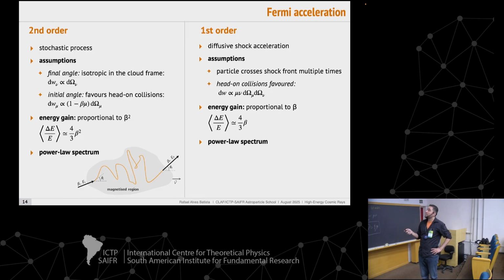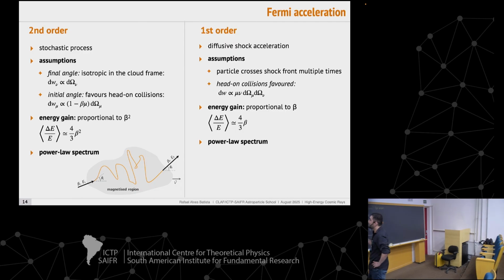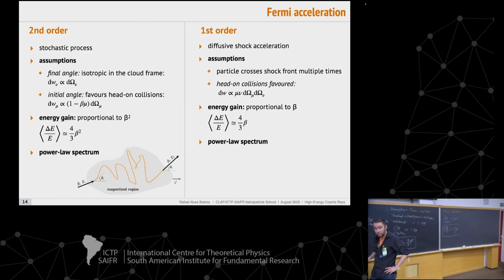The energy gain here is proportional to beta squared, hence second order. Here, it's proportional to beta, hence first order. And what's going on? I drew it there more or less. The particle keeps bouncing back and forth inside the magnetized region many times. And when you average over all possible regions, you get a beta squared energy gain. Whereas in diffusive shock acceleration, you get a beta factor, so it's much, much more efficient.